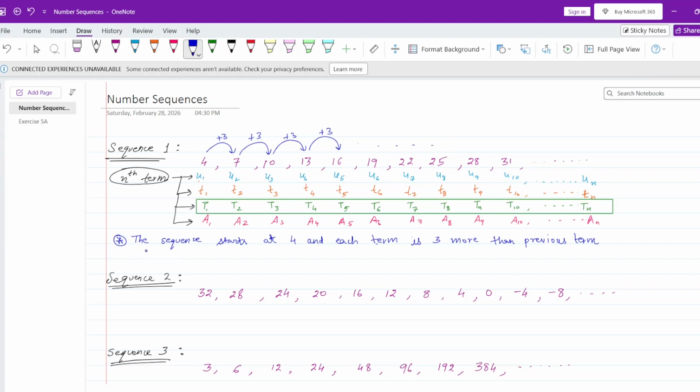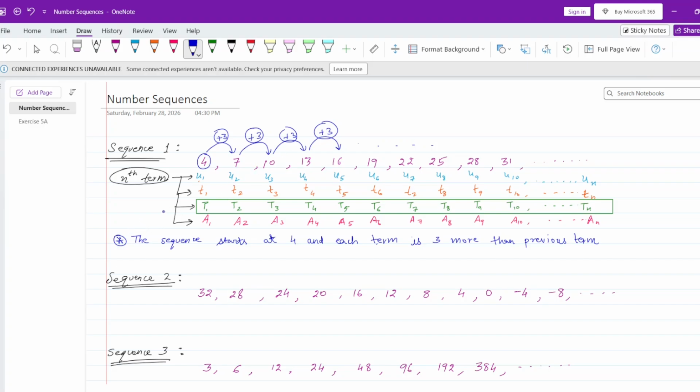Therefore, we can say the sequence starts at 4, and each term is 3 more than the previous term. So if we take this term, this is 3 more than the previous term. Similarly, if we take this term, this is 3 more than the previous term.